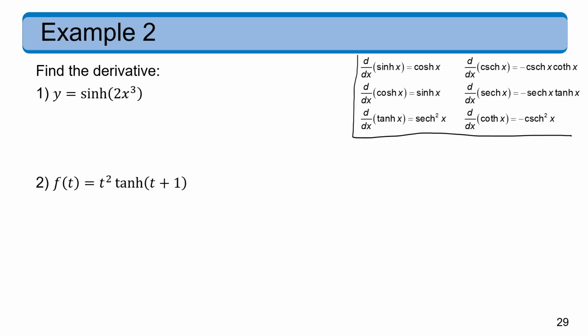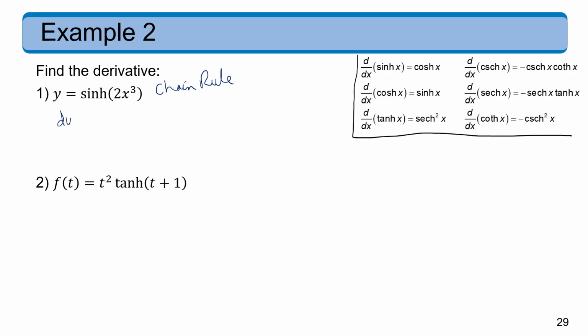So in this example, we're asked to find a couple of derivatives. The first one, we have hyperbolic sine of 2x cubed. So I've put the formulas for the 6 derivatives over on the right so we can use those as reference. So notice the function we have here is a composite function because it's not a plain x inside the hyperbolic sine. So that means this is a chain rule problem. The inside part is the 2x cubed and the outside function is the hyperbolic sine.